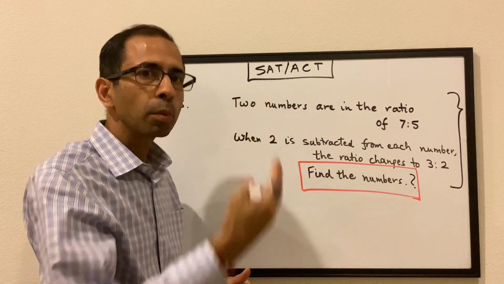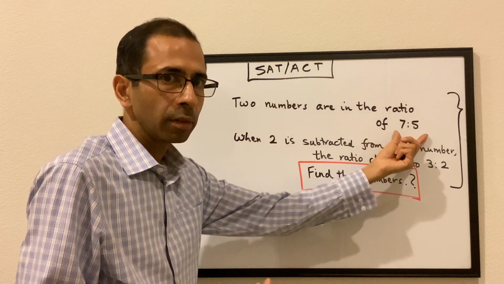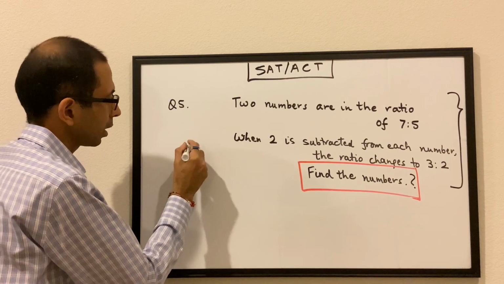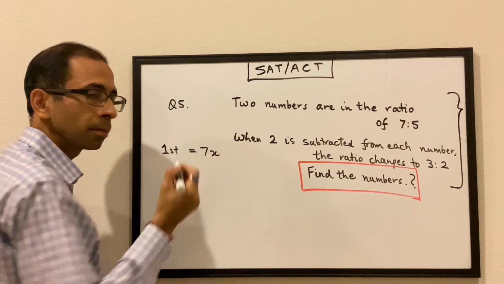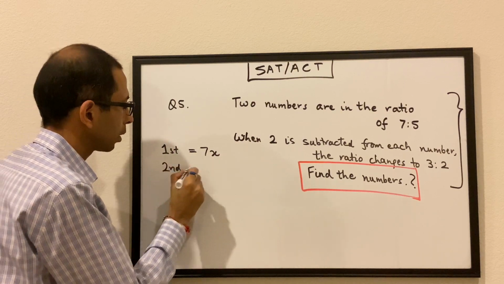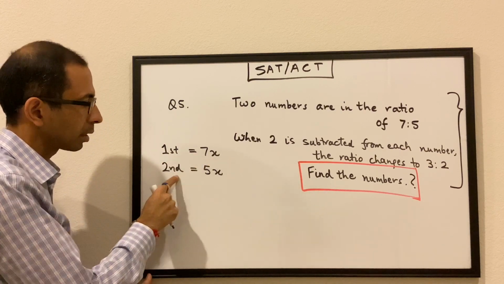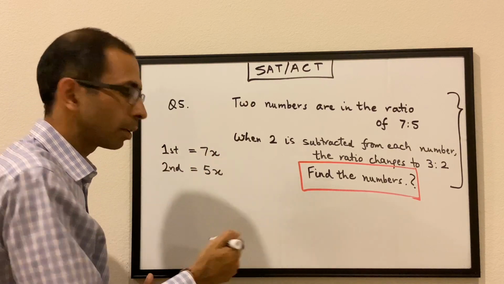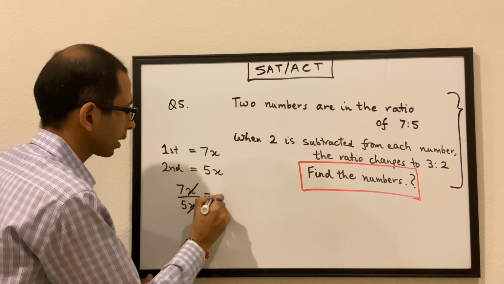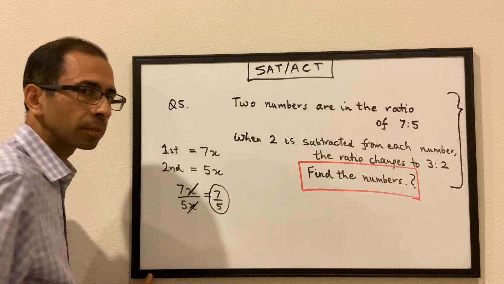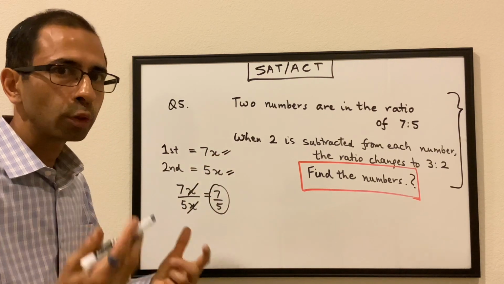It means that there would be some common factor which is getting cancelled out, giving the ratio of 7:5. So we can say that the first number could be 7x and the second number could be 5x, right? Because if the first number is 7x and the second number is 5x, then their ratio would be 7x over 5x. The x and x get cancelled, we get 7:5, correct? So we can say that this is our first number and this is our second number, the actual numbers.